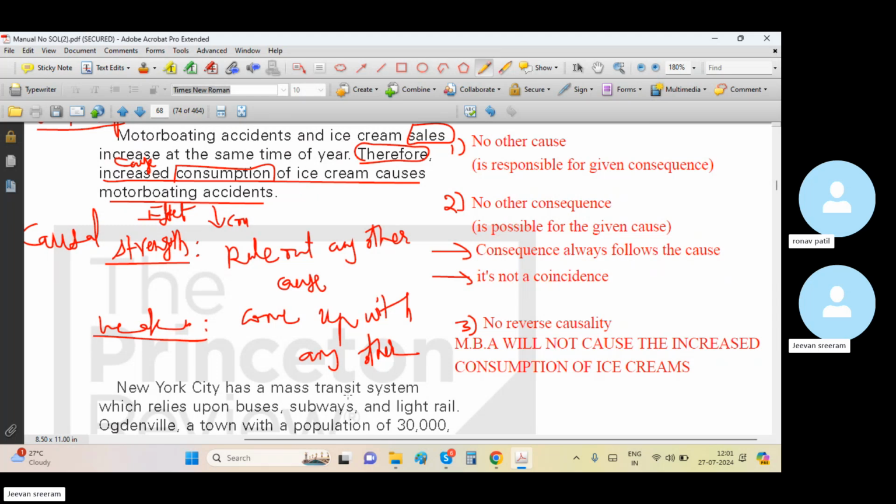This is the argument of causal pattern. Okay, right.